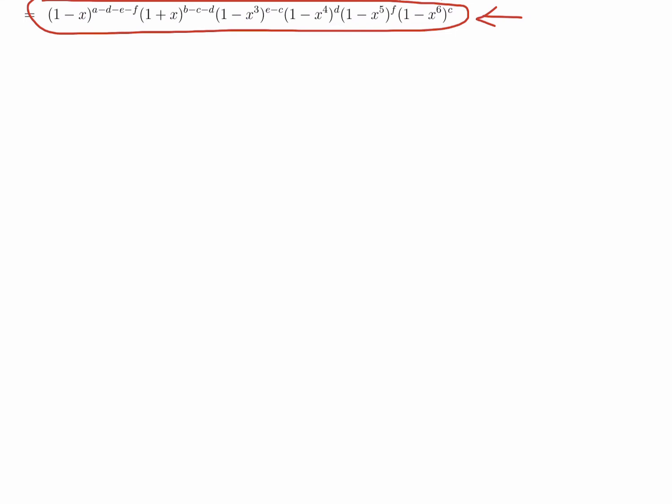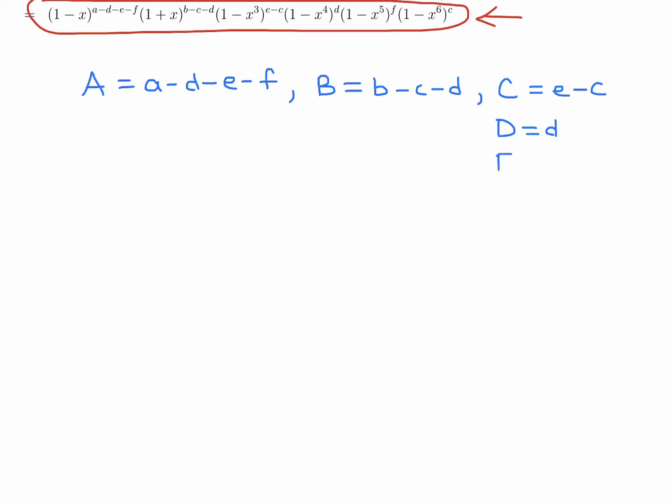This final step, the simplified version, is what we are going to work with, but we are going to make a few substitutions. This exponent we are going to call big A. So A will be a minus d minus e minus f. This exponent we are going to call B. So big B will be equal to b minus c minus d. In a very similar way, that exponent we will call big C, will be e minus little c. And then big D we will call little d. Then just to be consistent, we will call the next one e, and the last one we will call f.